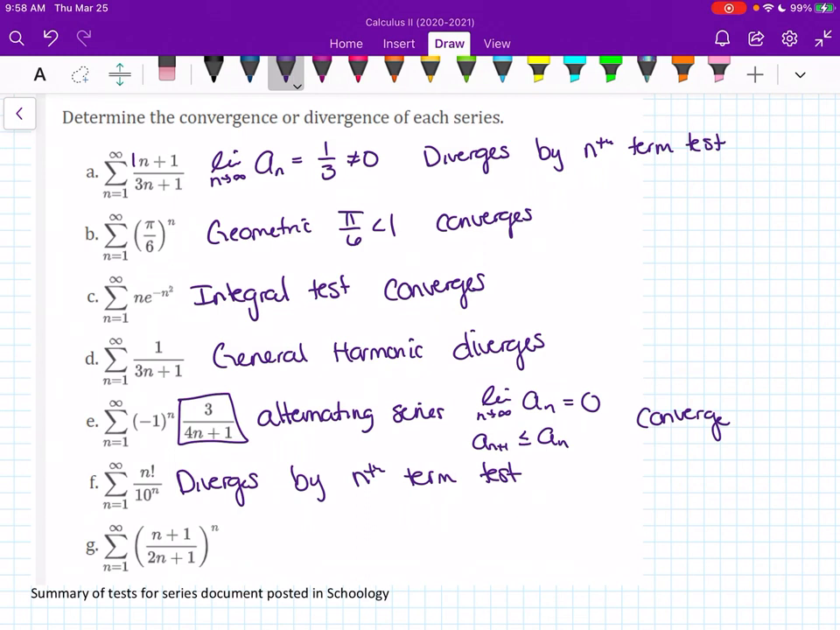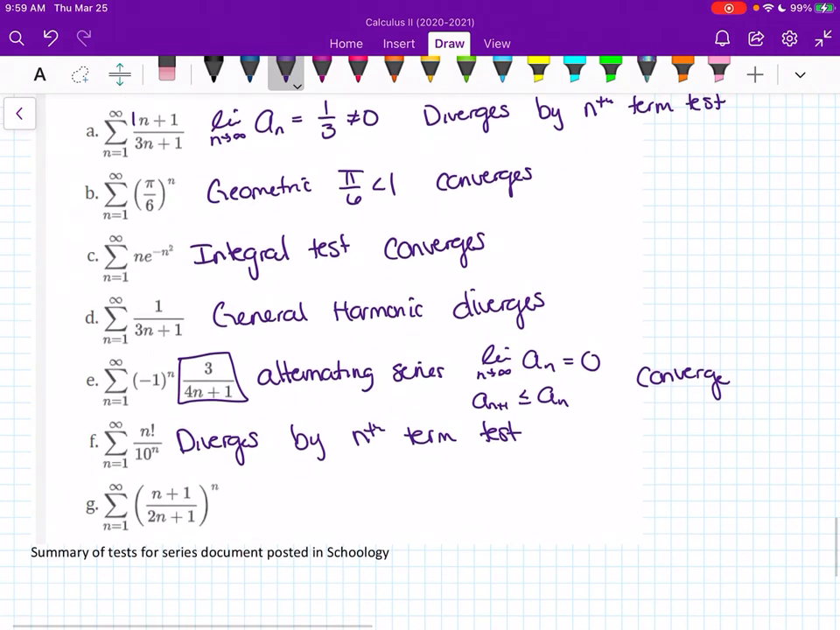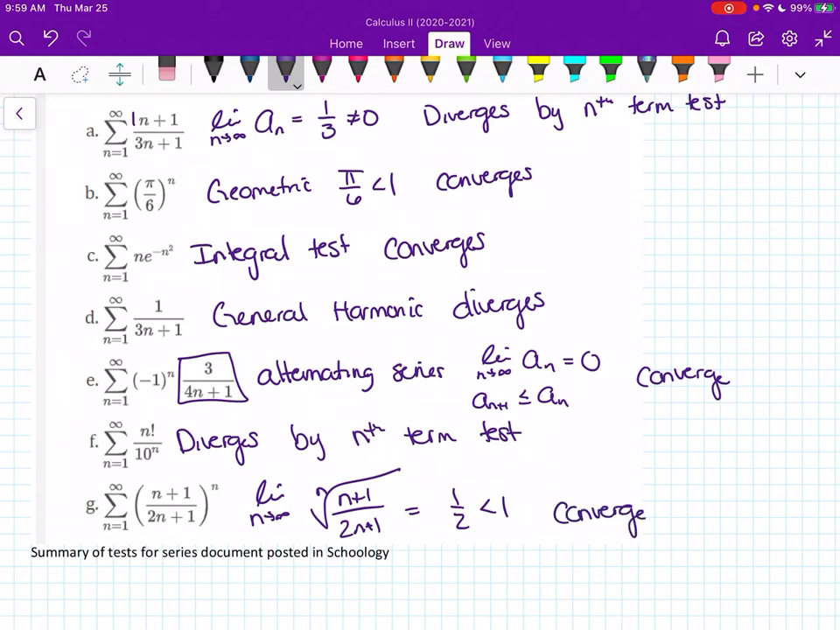And then G is something that I would use the root test on because all of it is being raised to the power of n. So if I do the root test, I take the limit as n goes to infinity of n plus 1 over 2n plus 1. I would add the absolute value, but I don't need them because it's always positive. And that's going to be 1/2, which is less than 1. So this one also converges.